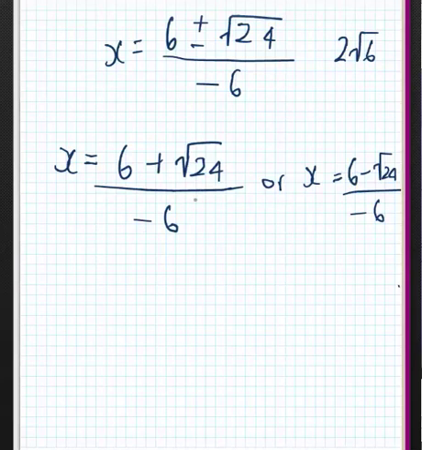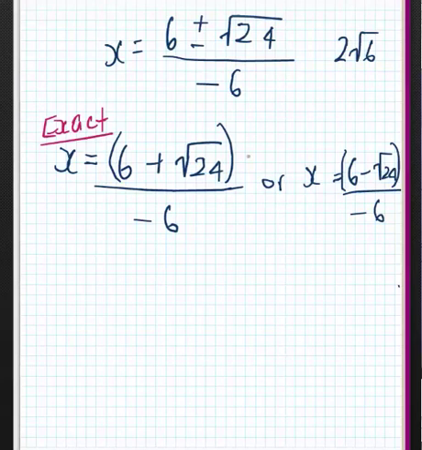And now let's see what the approximate solution is. So all you're going to do now is put this in your calculator, and remember, you do 6 plus the square root of 24 on this side, and then divide it by negative 6. And here, 6 minus the square root of 24, and then divide it by negative 6. So just to emphasize, these are exact answers or exact solutions, okay? And you can stop there if the question said that.